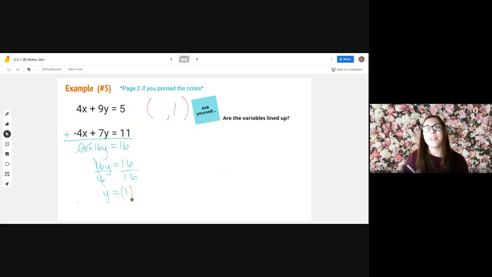And now you can use either equation for this from what we were originally given. That is totally up to you, personal preference. You're going to get the same answer no matter what. I'm just going to use the bottom equation this time. So I have negative 4x plus 7y equals 11. And then I'm going to plug in 1 for y. So I'm going to rewrite this. Instead of y, I'm putting a 1.